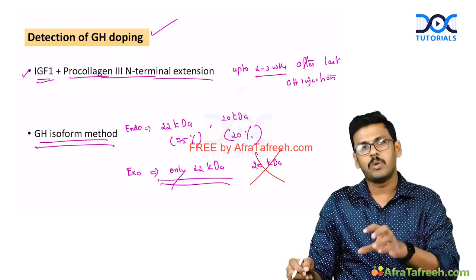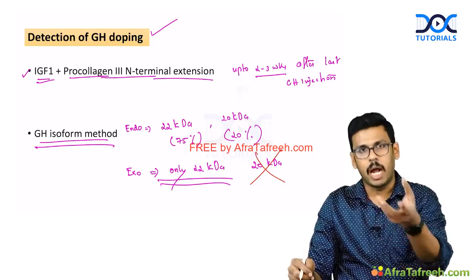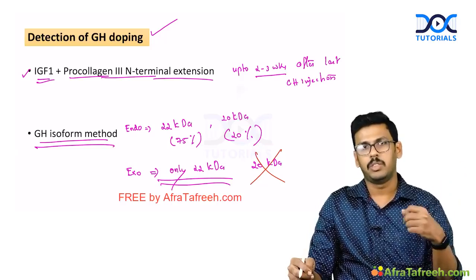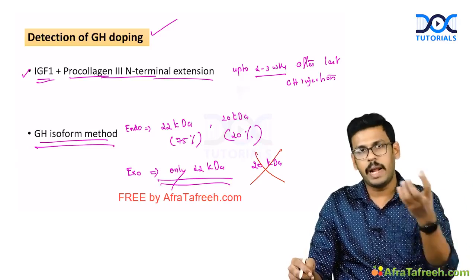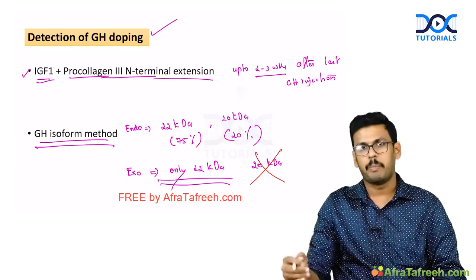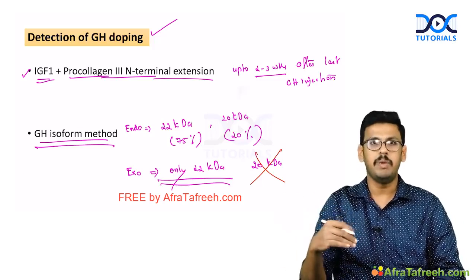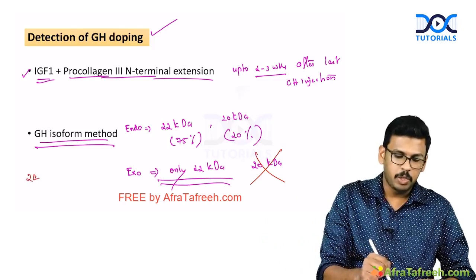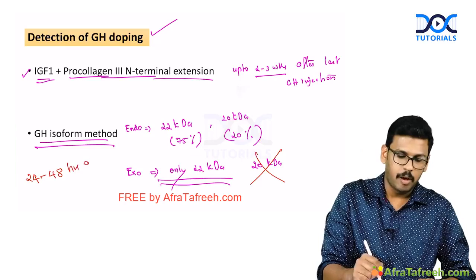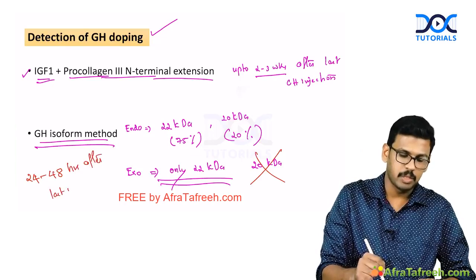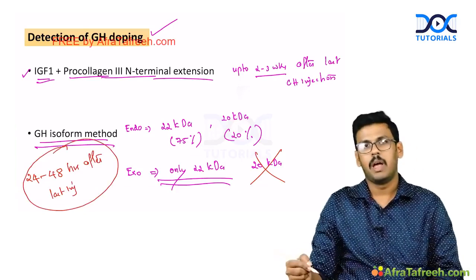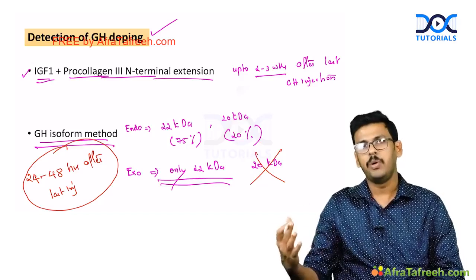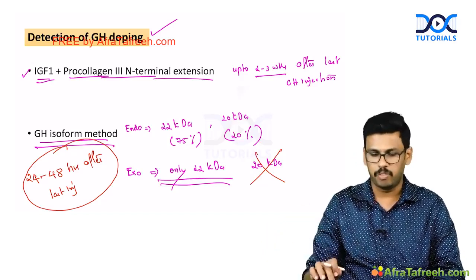And if the ratio is very much increased, then you can say that the patient is taking exogenous GH. When you are taking exogenous GH, it will increase the IGF-1 level and this IGF-1 will inhibit the pituitary GH production. So both the endogenous 22 and endogenous 20 kilodalton form production is suppressed and only the exogenous 22 kilodalton will be circulating. But the problem is that this test should be done within 24 to 48 hours after the last injection. So even though this is a very sensitive method, unless you are getting the sample as early as 2 days after the last injection, you are liable to miss the growth hormone doping that has been performed.